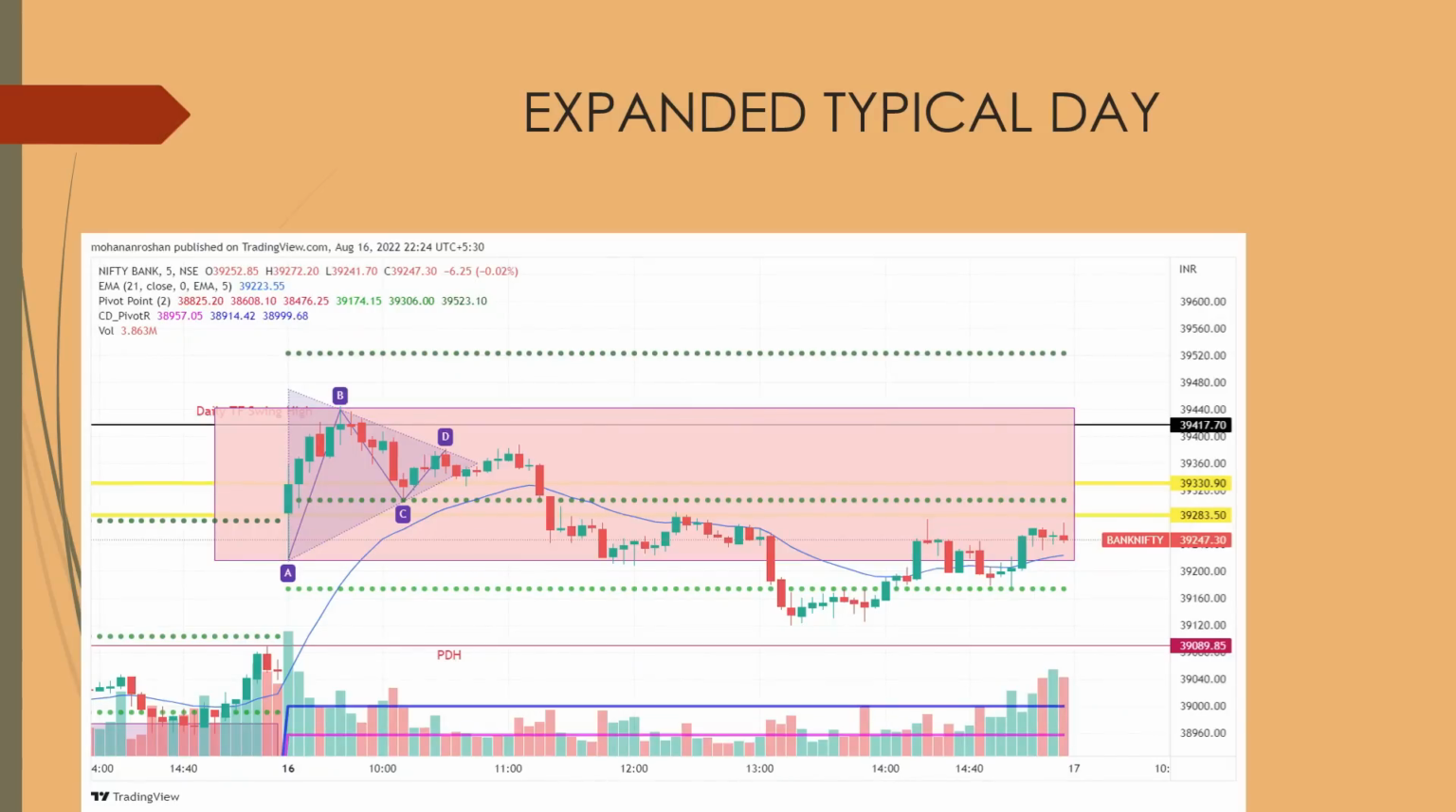It's an example of an expanded typical day, where the initial balance, which is represented by this box, got broken and price went back inside that box at a later stage.